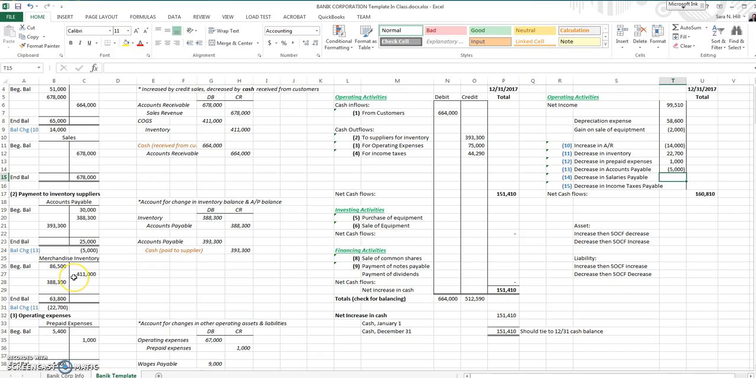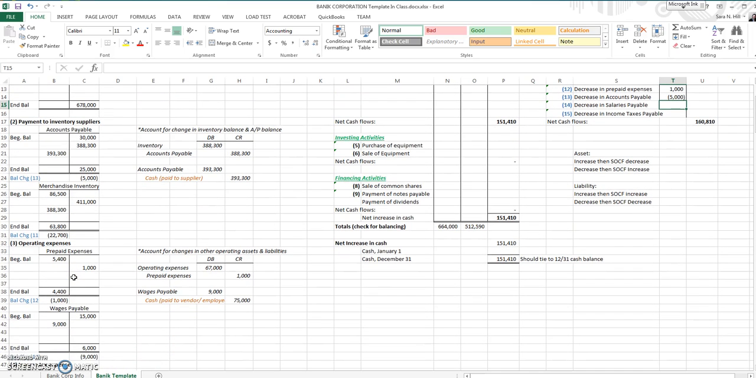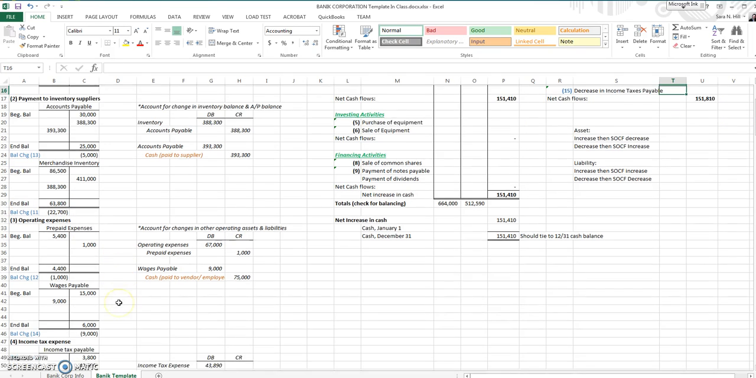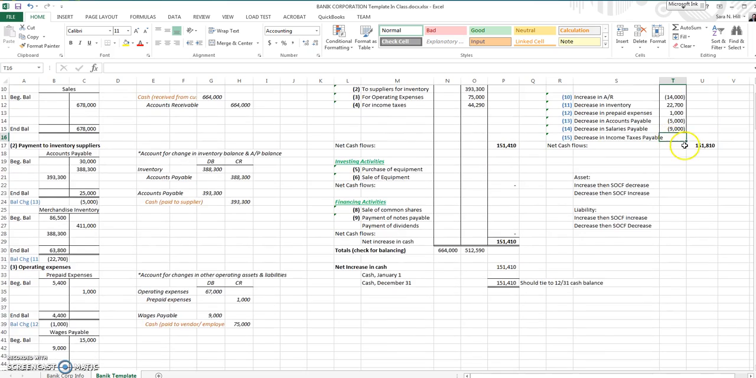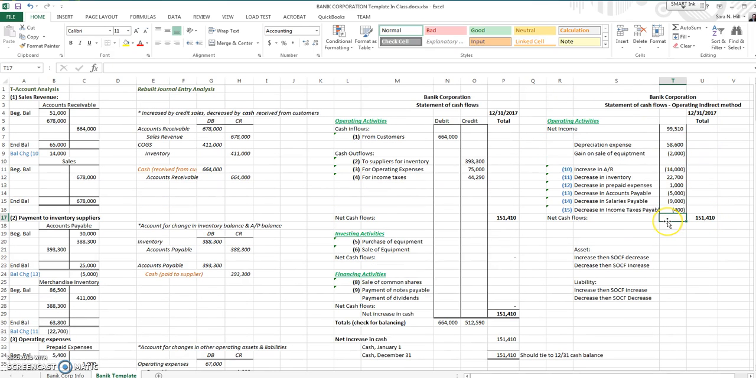Let's take a look at salaries payable. Wages payable, beginning balance of $15,000, ending of $6,000, a decrease of $9,000. Again, if I have a decrease in a liability, I'm going to have a decrease on my statement of cash flow. The last one we're taking a look at here is our income tax expense payable. Again, a liability account. We went from $3,800 to $3,400, a decrease of $400. I'm going to go ahead and drop that into my indirect method operating section of my statement of cash flows.